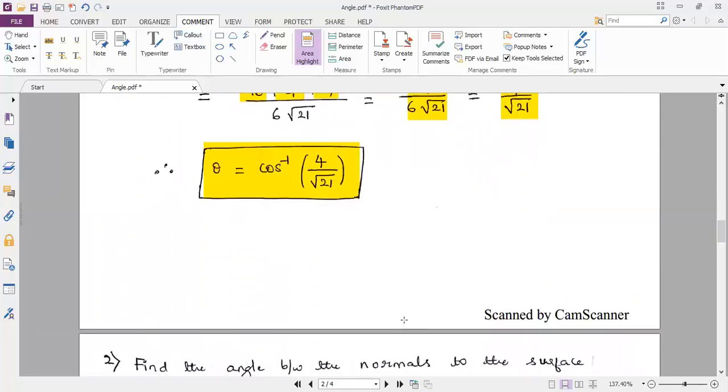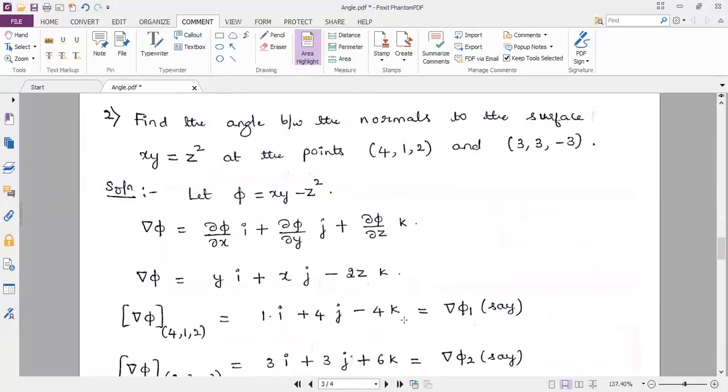We'll see another problem based on angle between normals, that is angle between the surfaces. It is given with one surface and at two different points. Read the question. Find the angle between the normals to the surface xy is equal to z square at the points (4, 1, 2) and (3, 3, -3).